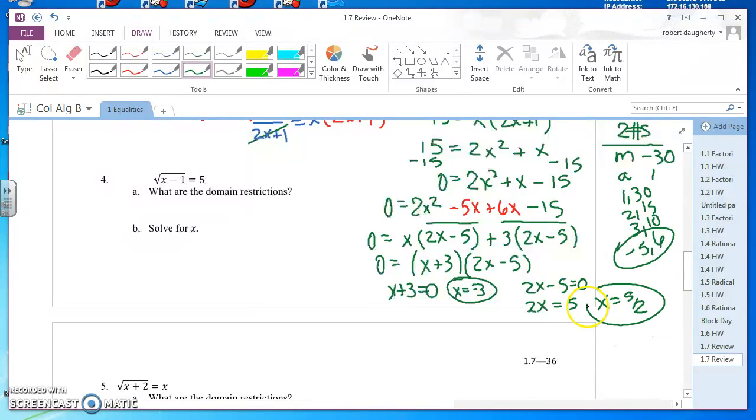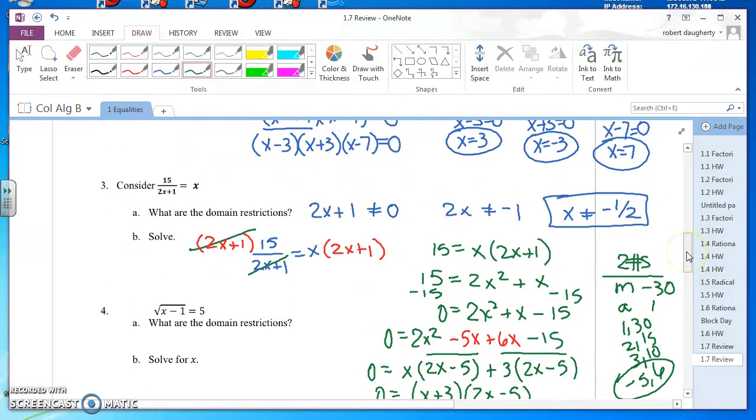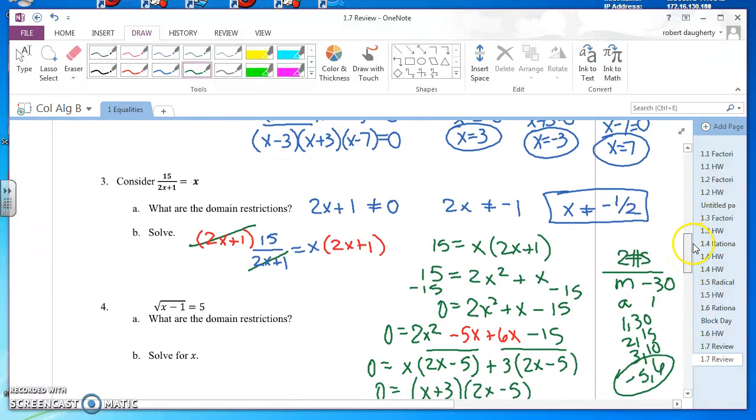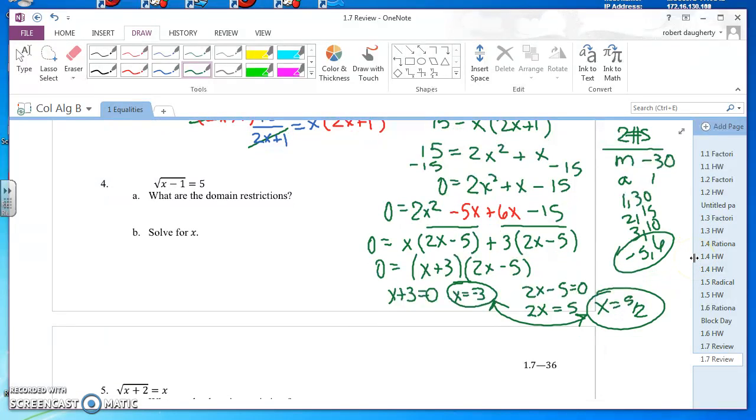Okay? So these are my two solutions right here. Negative 3, positive 5 halves. And I have to double check, it doesn't violate my restriction. X cannot be negative 1 half. So I'm good. Negative 3 and 5 halves are my solutions.